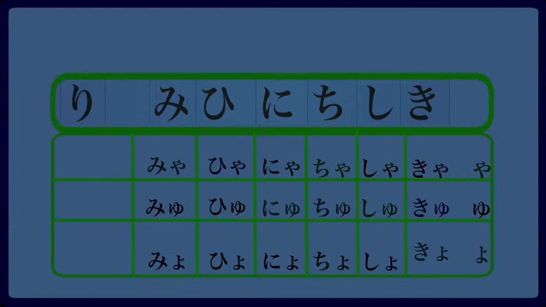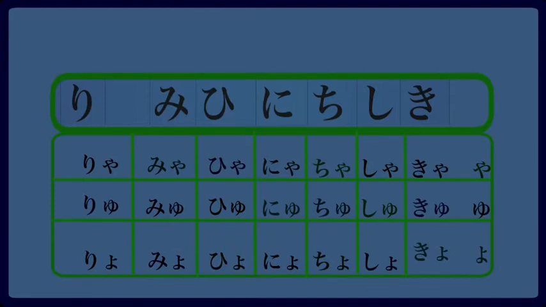Then the last column, which is quite commonly seen, particularly the second and third one, ri with a little ya, and remembering that ri is that combination of L, R and D sound. So this is quite tricky to get correct. Ri with a little ya would become rya. Ri with a little yu would be ryu. And ri with a little yo would be ryo.